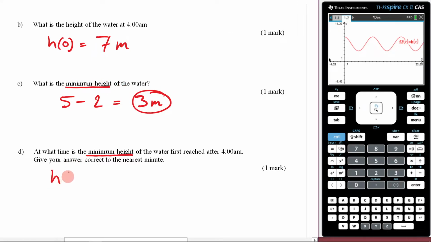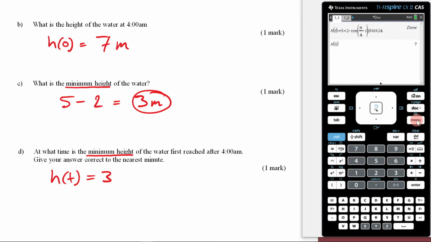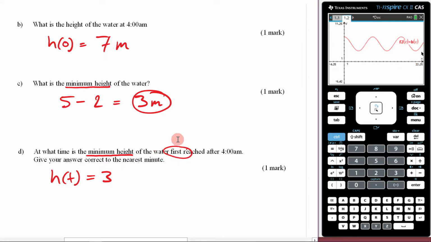So what I want to do is, well, h of t is equal to 3, and I want to solve that for t. So I could come here, and I could go menu 3, 1. H of t is equal to 3, solve it for t. It's going to be all these values here. T is equal to 4, t is equal to 12, t is equal to 20. So if we come back to our graph here, this must be 4, this must be 12, this must be 20. But it says the first time it reached. Well, the first time is going to be when t is equal to 4. T is equal to 4 is the first time.